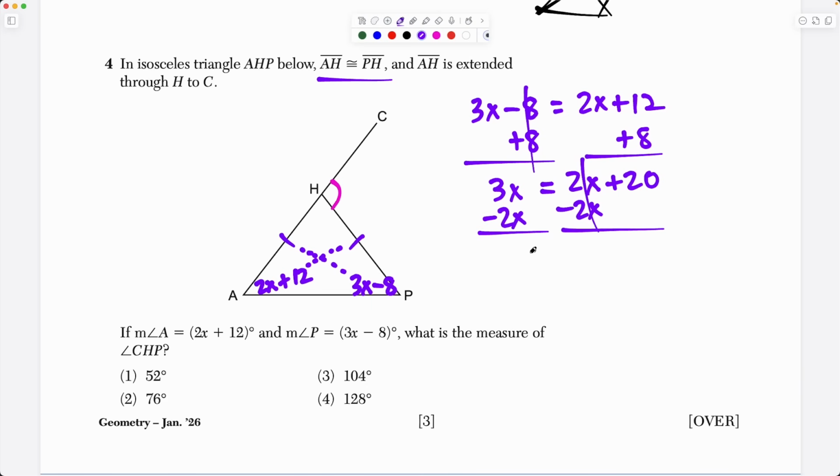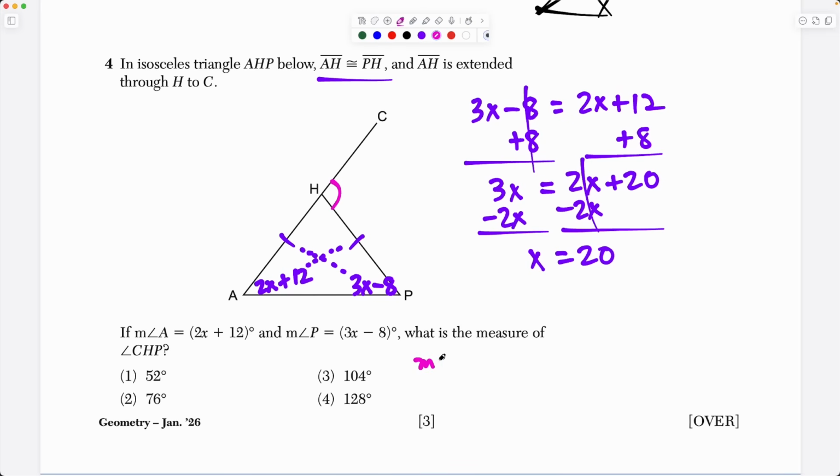3x minus 2x is 1x, or I could just say x is going to equal 20. But the question is asking us to find the measure of angle CHP on the outside. So the first thing we should do is plug in the value of x to find what the missing angles are. So let's go ahead and do that.